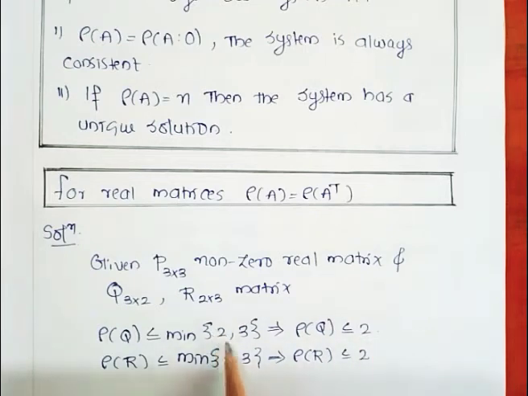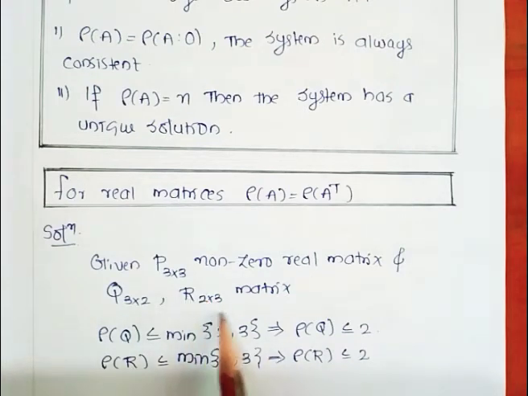That is the minimum of 2 and 3, which is 2. So we can say that rank of Q is less than or equal to 2. Similarly, the rank of R is less than or equal to minimum of 2 comma 3, which implies that rank of R is less than or equal to 2.